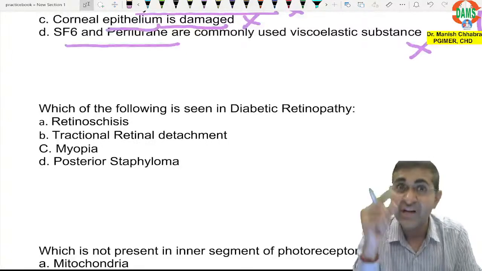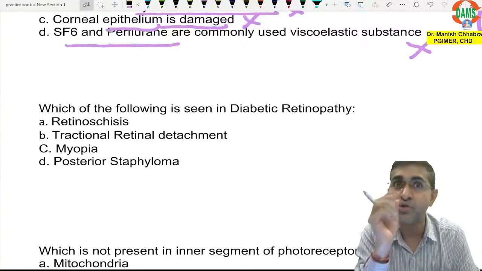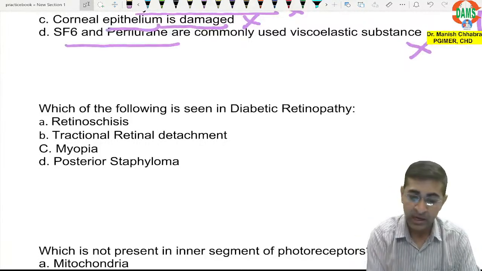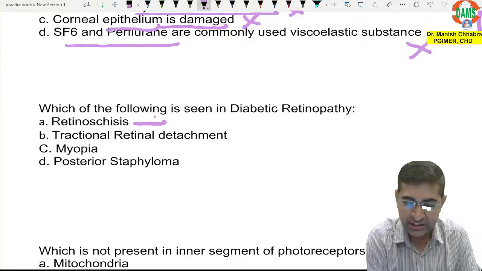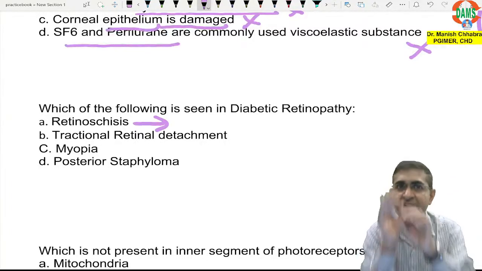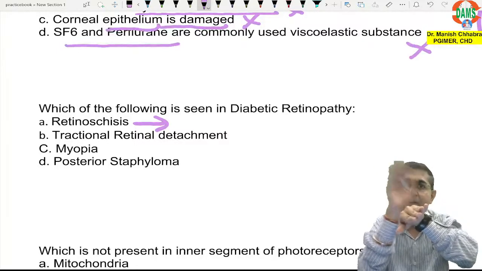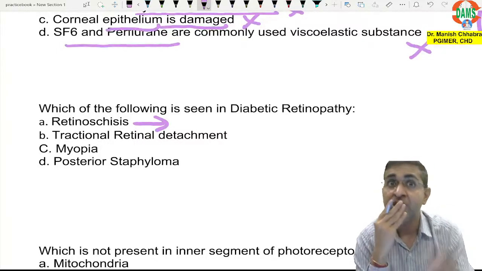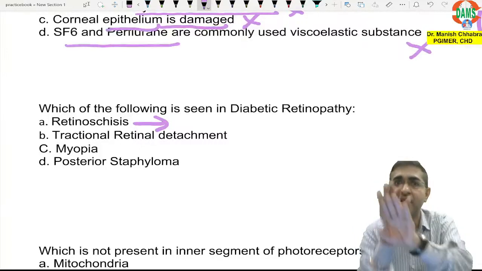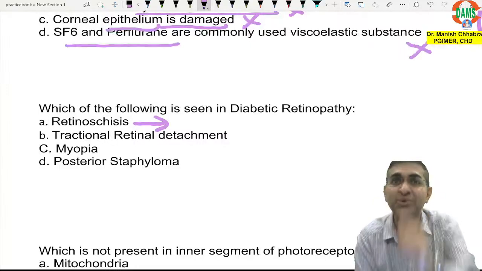So for that, the diabetic retinopathy topic should be crystal clear in your head. Is it understandable? Okay. Now, what is retinoschisis? You know what is retinal detachment. Retinal detachment is the detachment of the neurosensory layer from the retinal pigment epithelium. Retinoschisis is if there is detachment between the layers of the neurosensory layer.